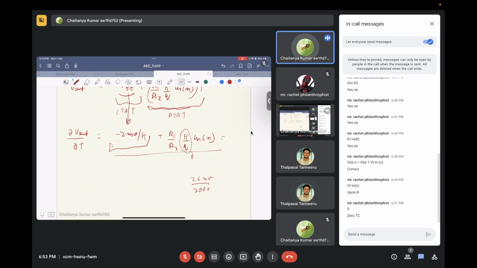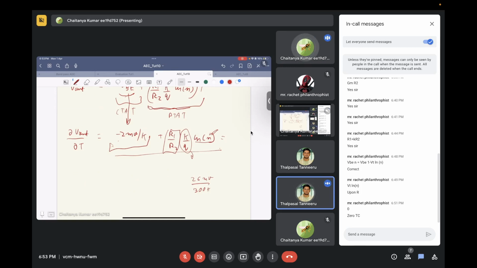Now you basically have these many design choices. You can choose the ratio of R1 by R2, and you can choose the N. Ln N times R1 by R2, you should choose in such a way that overall this quantity becomes equal to 2 millivolt per Kelvin.